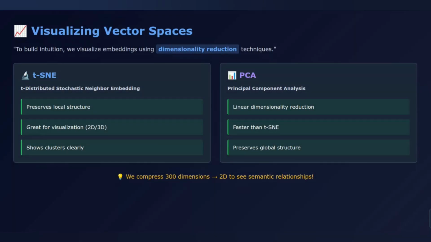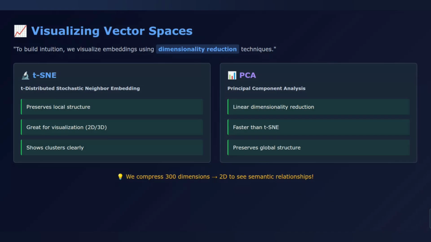Now, here's the question. These embeddings exist in 300 or even 768 dimensions. How do we actually see them? How do we build intuition? This is where dimensionality reduction comes in. We use techniques like t-SNE and PCA.